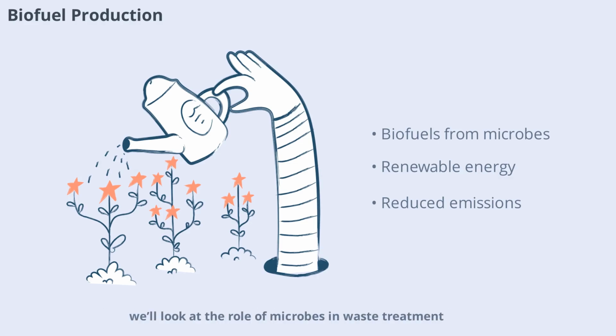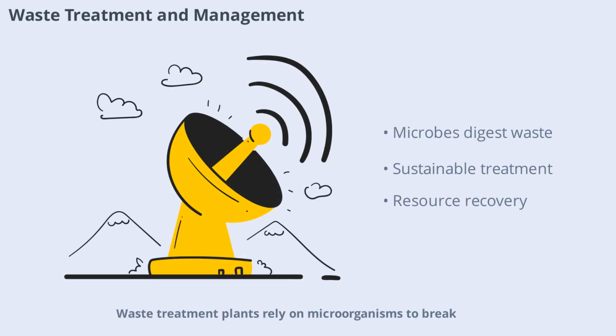Next, we'll look at the role of microbes in waste treatment. Waste treatment plants rely on microorganisms to break down organic matter in sewage and industrial waste. Bacteria and fungi digest pollutants, converting them into harmless substances. This biological treatment is more sustainable and cost-effective than chemical methods. Microbial processes are also used to recover valuable resources from waste streams.